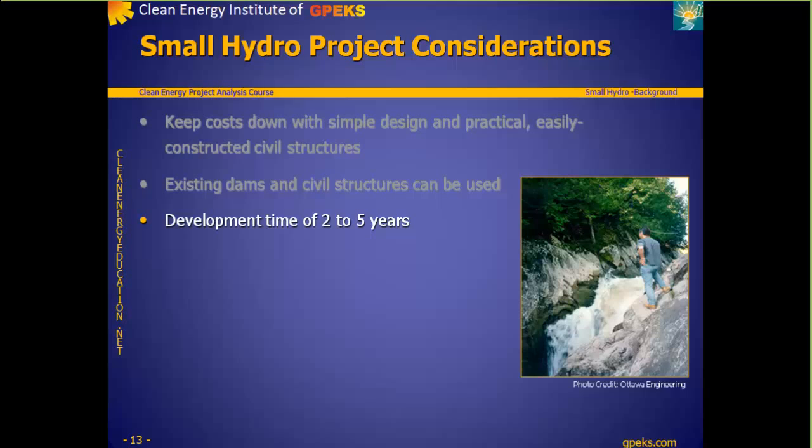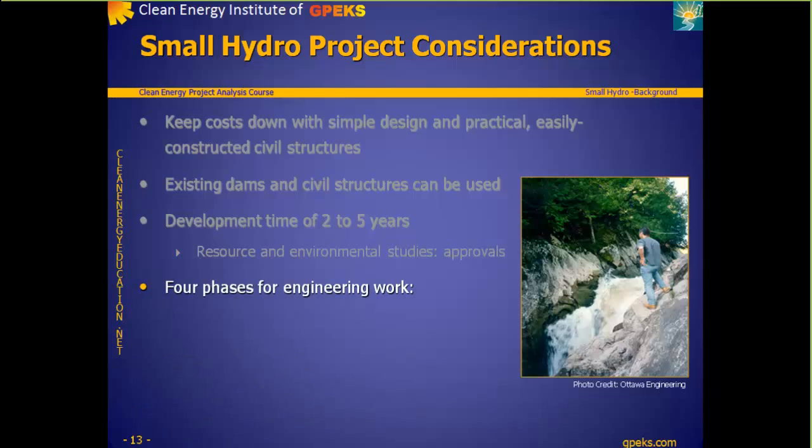The development of a small hydro project will typically take 2 to 5 years, from conception to final commissioning. This time is required to conduct studies of the resource, site conditions, and environmental impacts, for design and engineering, to obtain necessary approvals, and for construction.